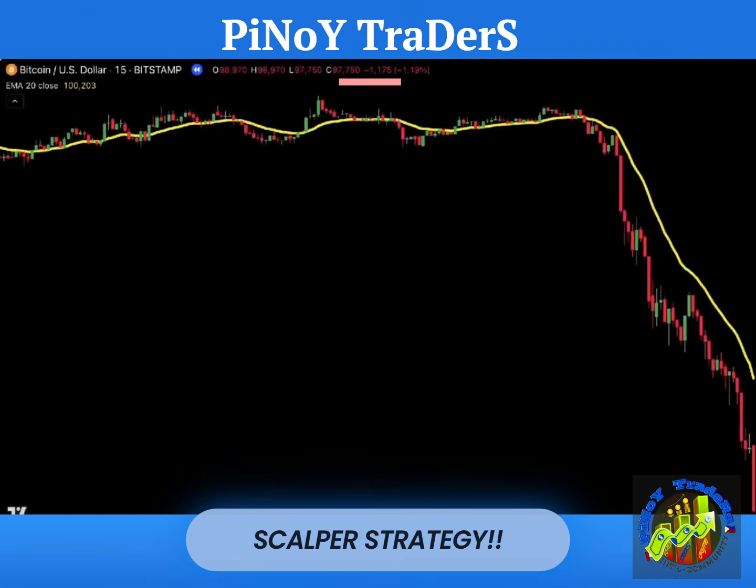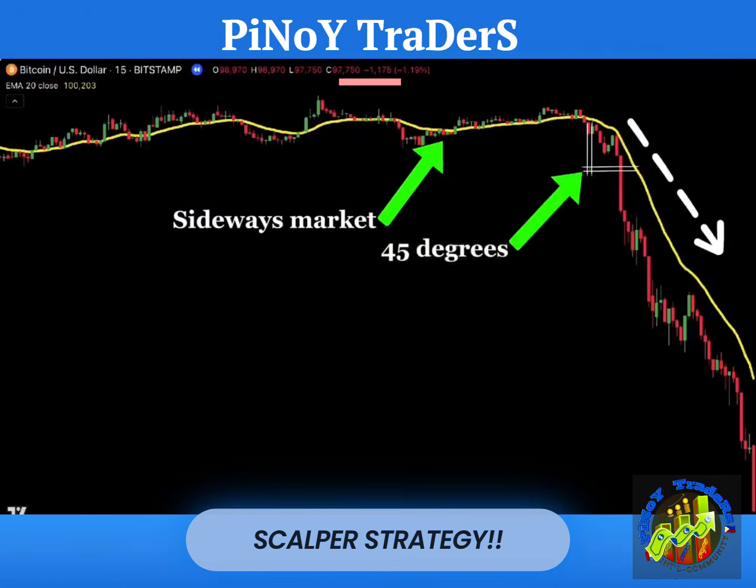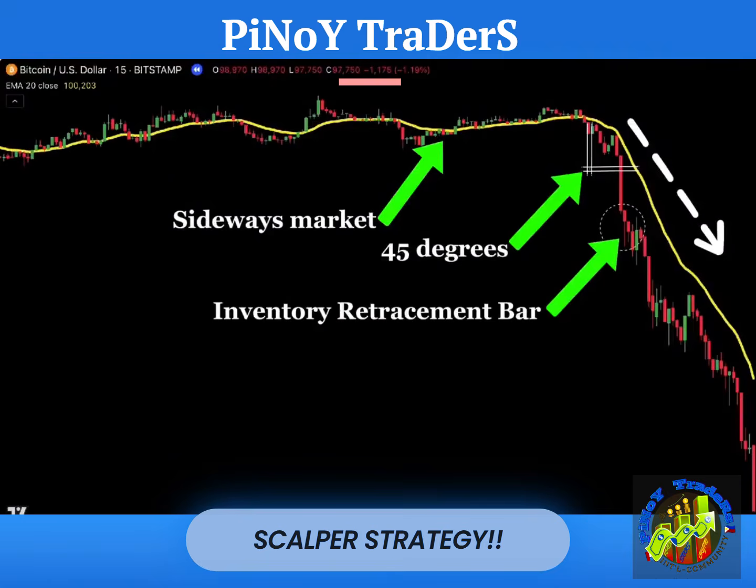Look at this area on the chart. The trend moves sideways before breaking downward, forming a 45-degree angle. That's our first condition. Now just below this angle, we need to look for our inventory retracement candles. Here's one. This red candle has a long lower wick, making up at least 45% of its total size. This is a strong signal for a short position.